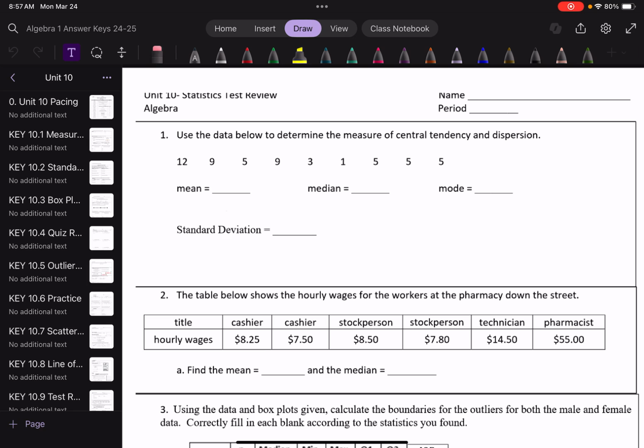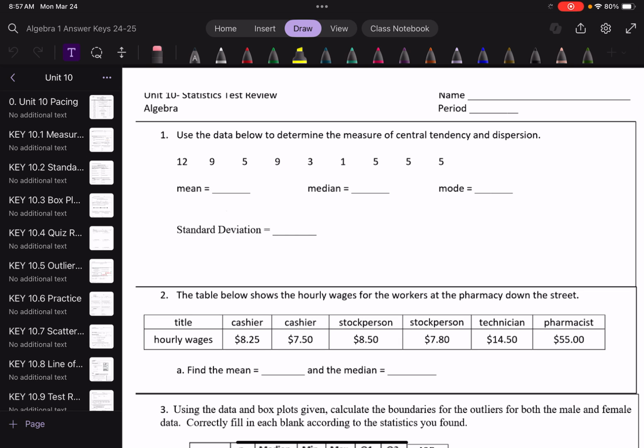If I hit number 4, I can clear out all of my data lists. And then I'm going to enter in each term. So I've got 12, 9, 5, 9, 3, 1, 5, 5, 5. Since this is a single list, it really doesn't matter the order that I put them in. I then can hit second data, do one variable statistics, and have it calculate.